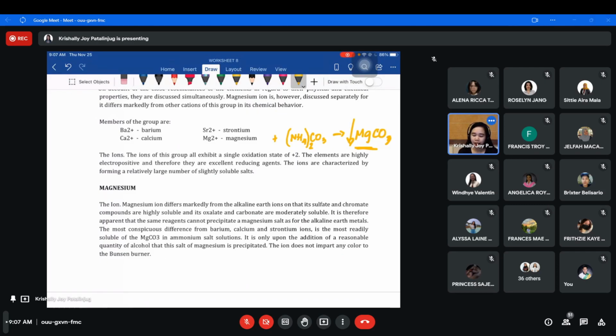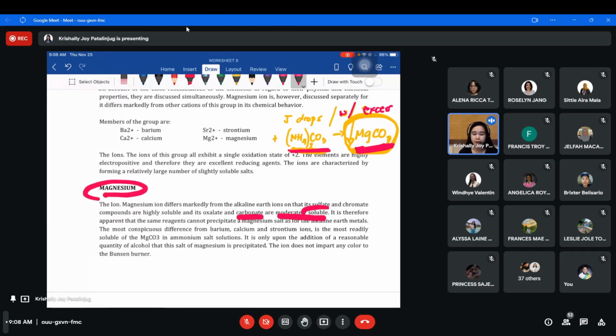Ibig sabihin, halimbawa, addition of 5 drops of ammonium carbonate sa test solution na mayroong magnesium ion, it will form magnesium carbonate precipitate. However, with excess na ng ammonium carbonate, okay, the magnesium carbonate initially formed will dissolve. So yun yung sabi dito, yung carbonate ng magnesium is said to be soluble. Kaya nga, kapag dinagdagan pa ng excess drops ng ammonium carbonate yung test solution na merong magnesium ion, on the latter part, madedissolve lang din yung magnesium carbonate.